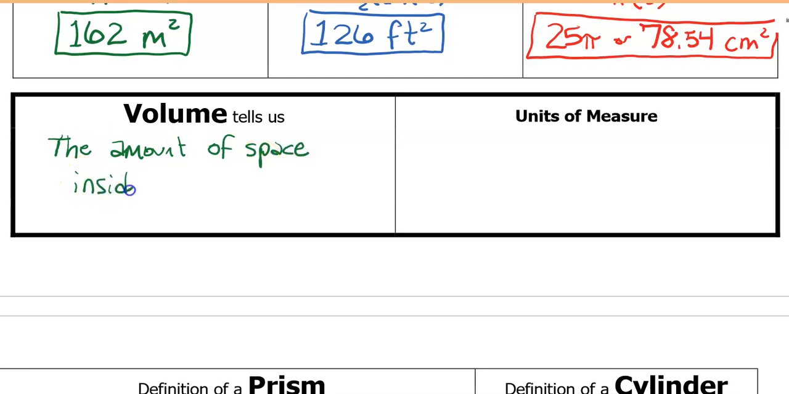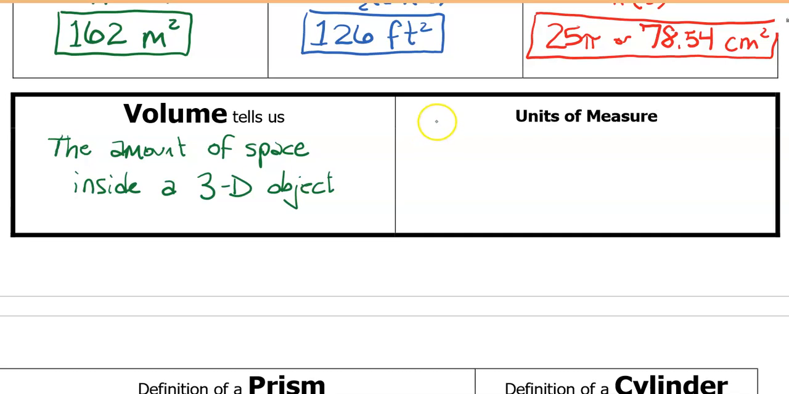But this time, we're talking about a 3-dimensional object. So we're talking about a box, we're talking about a cup, we're talking about something that has 3 dimensions, length and width and height, and maybe some curves and other shapes.